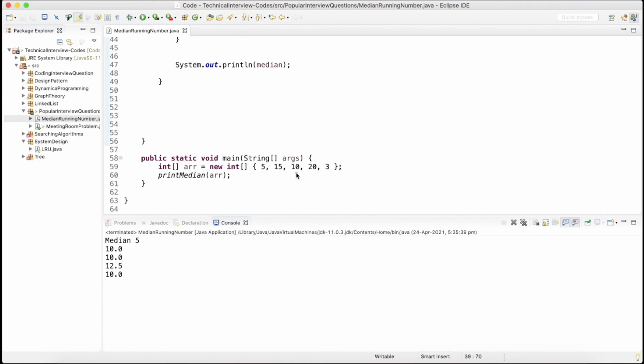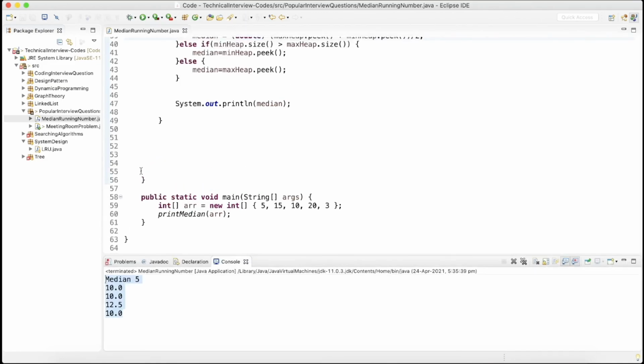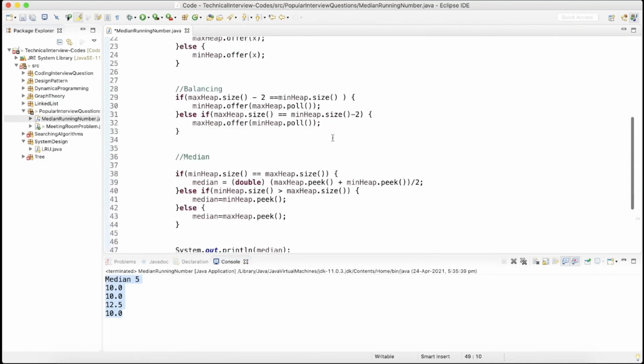Now let's consider the next element, that is 10. Right now in our bucket we have 5, 15 and 10, and the median of these three numbers will be 10. Let's consider the next, that is 20. When we have these four numbers over here, the median will be the average of 15 and 10, which is nothing but 12.5. So over here you can see that on each and every iteration we are getting the correct median value, which means that our algorithm is working brilliantly.